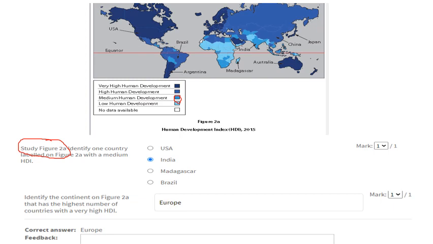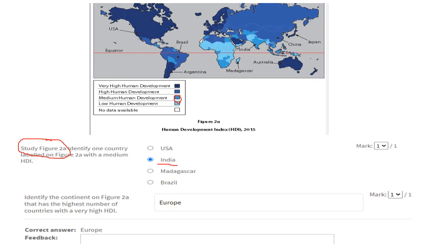USA. USA is a dark blue, so it's not that one. India, yeah, it's one of the lighter blues. It could be that one. Madagascar, no, that's far too light. And Brazil, again, would be too dark. So that way it has to be India. So you can easily gain marks. Everybody should be gaining a mark for this.